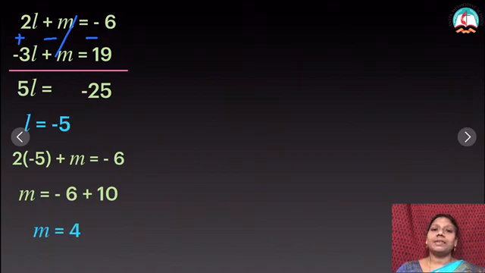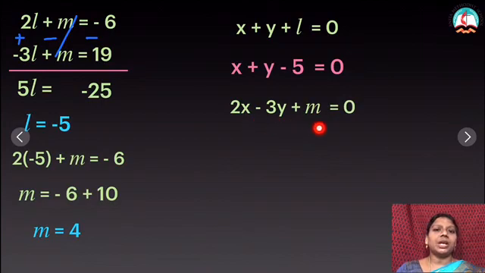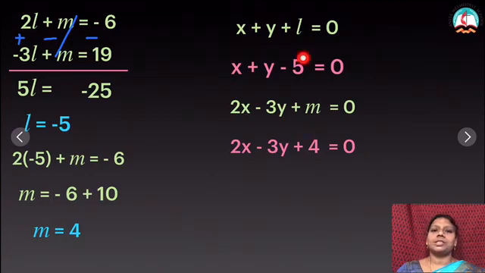So what are the equations now? My first equation is x plus y plus L equal to 0. In the place of L, I have minus 5. So this is my first equation. Now the second one is 2x minus 3y plus m equal to 0, in which I am substituting the value of m. So m is equal to 4. So 2x minus 3y plus 4 equal to 0. These two are the separate lines.